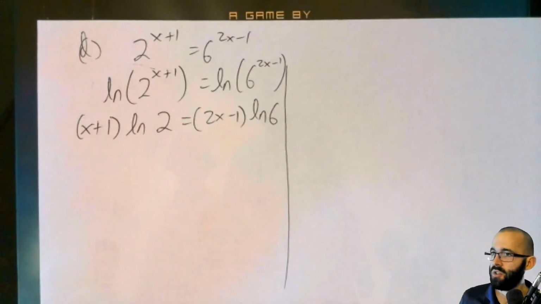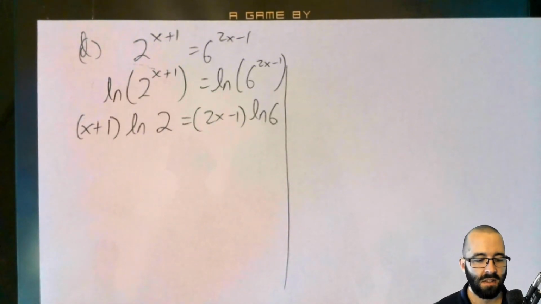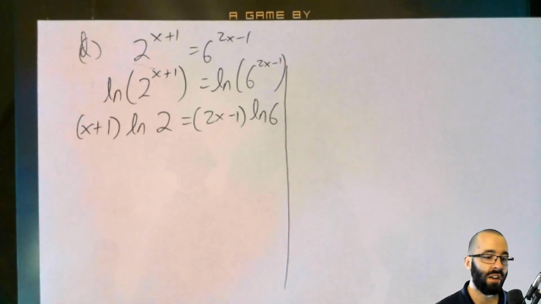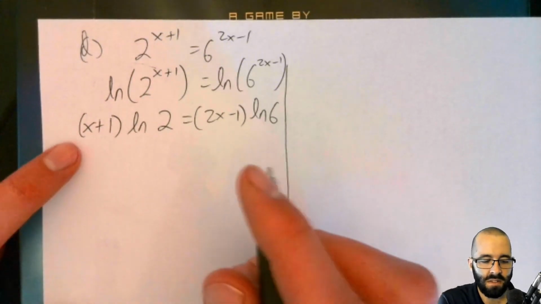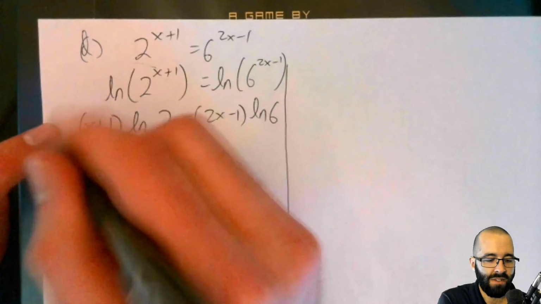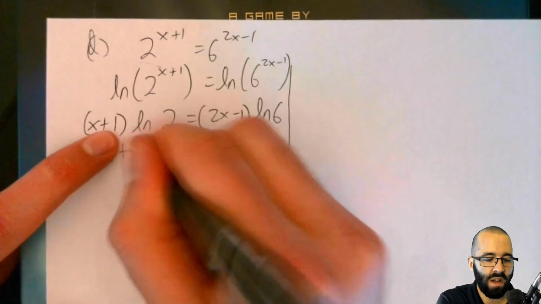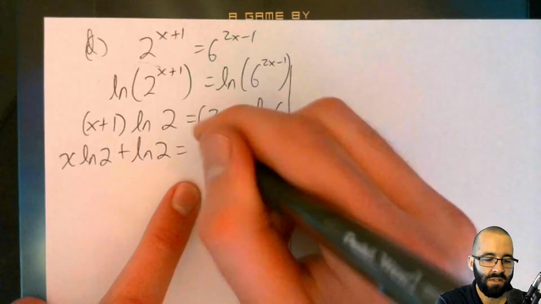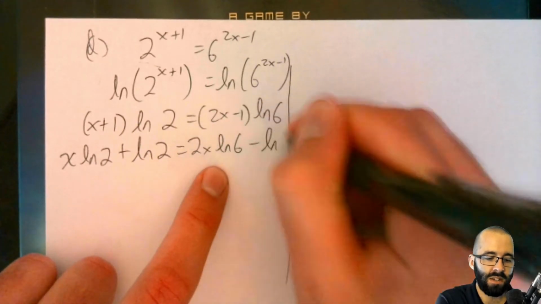Now this looks super ugly, but remember, we're just trying to solve for x. So everything that's an x, we want on one side. Everything that's not an x, we want on the other side. So we're going to have to distribute on both sides so we can get those x's by themselves. So on the left, we're going to have x times the natural log of 2 plus 1 times the natural log of 2. On the right, we're going to have 2x times the natural log of 6 minus 1 times the natural log of 6.